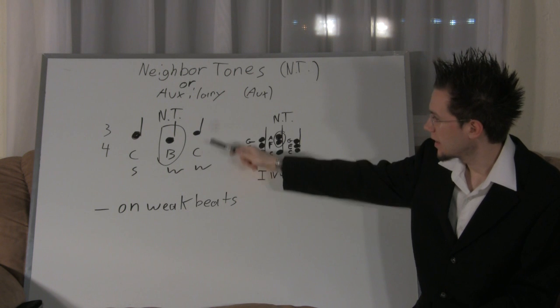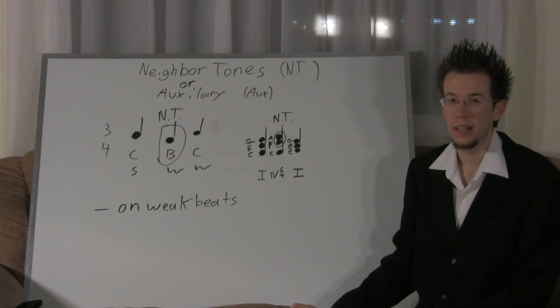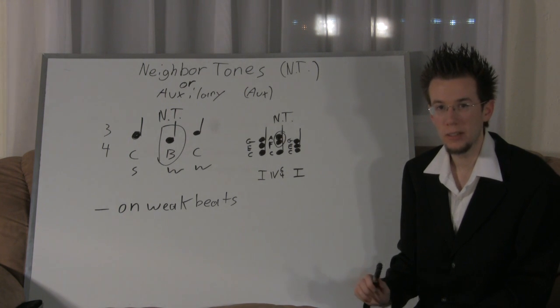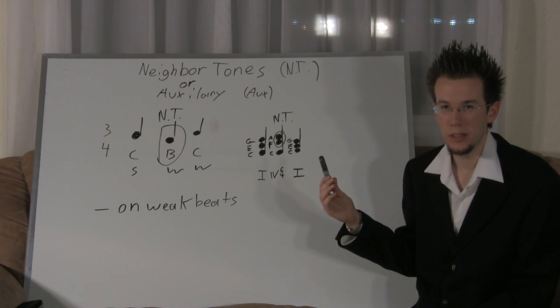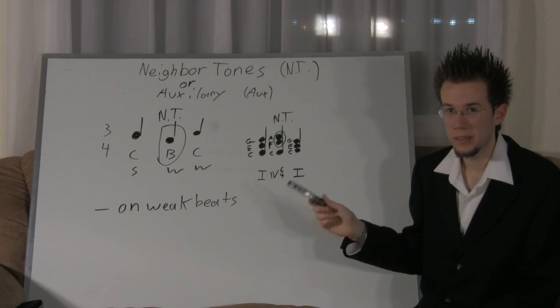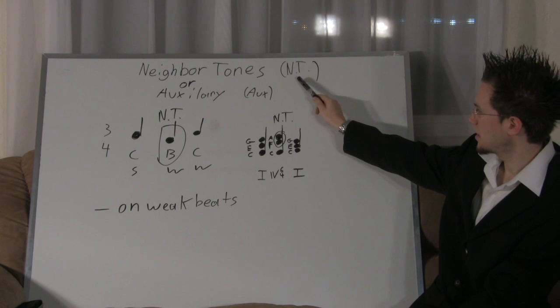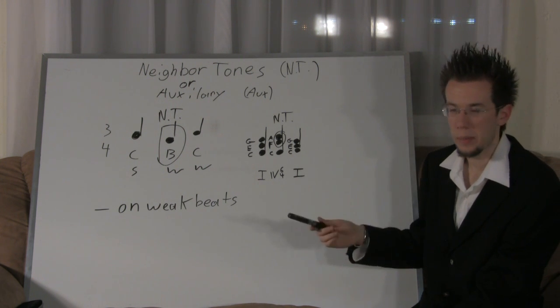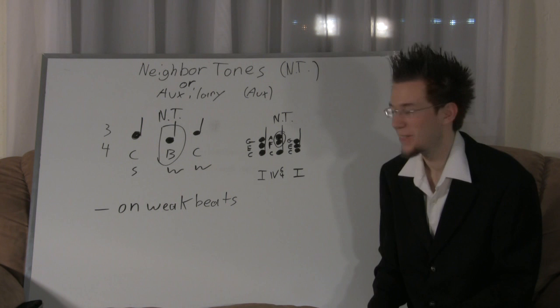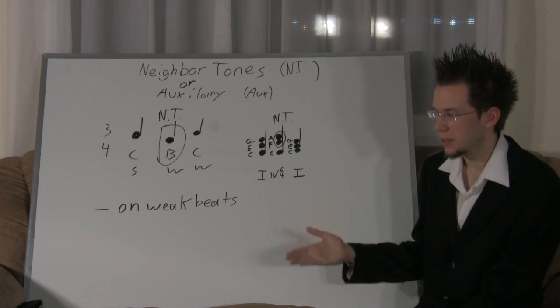The neighbor tone occurs on the weak beat, okay? Just like the passing tone, this one always occurs on a weak beat as well. So just remember that the NT and the PT occur on the weak beat, and the AP occurs on the strong beat, okay?